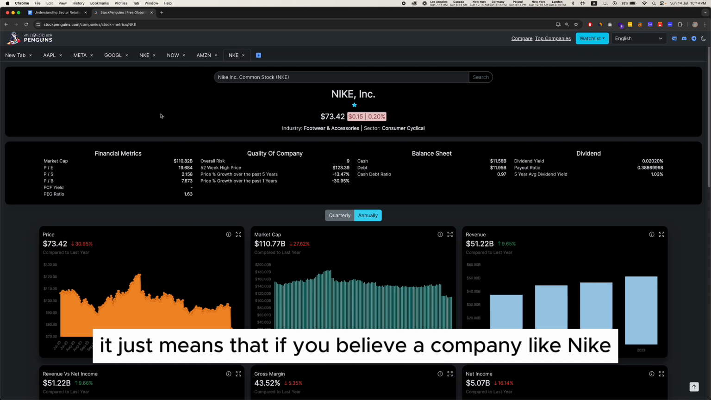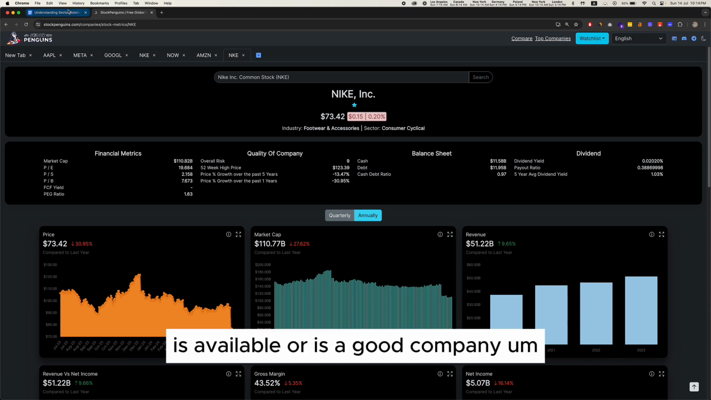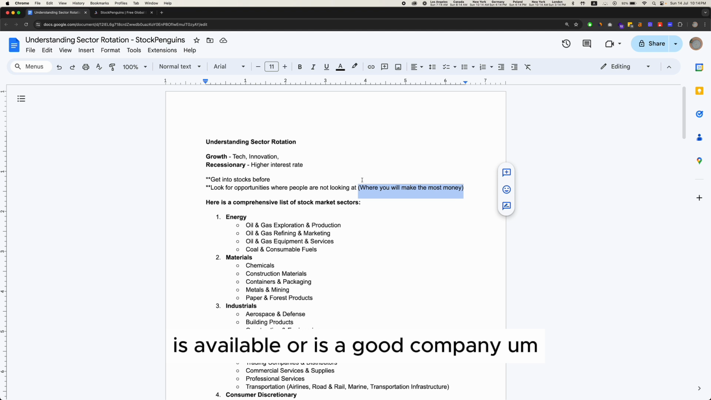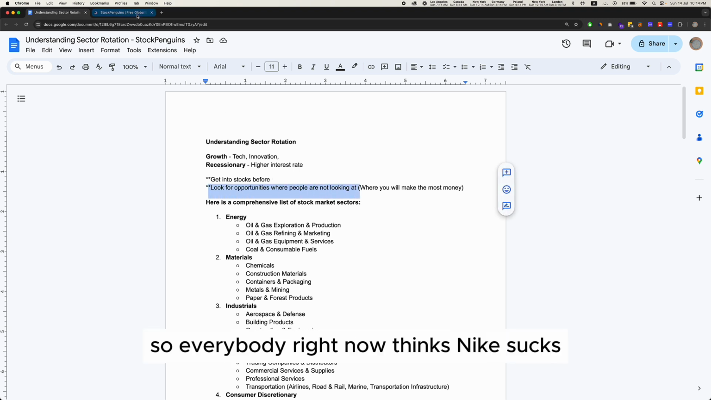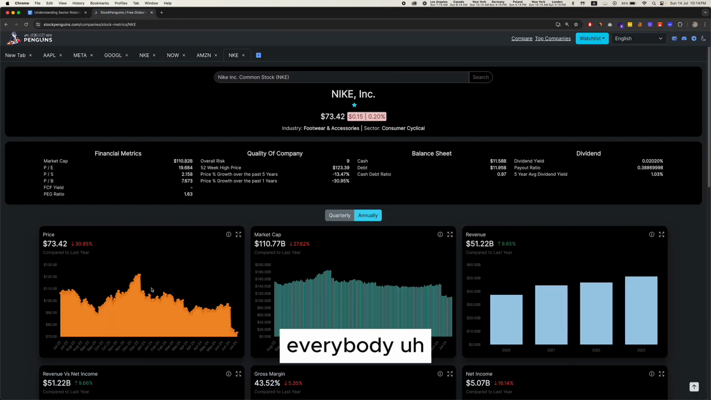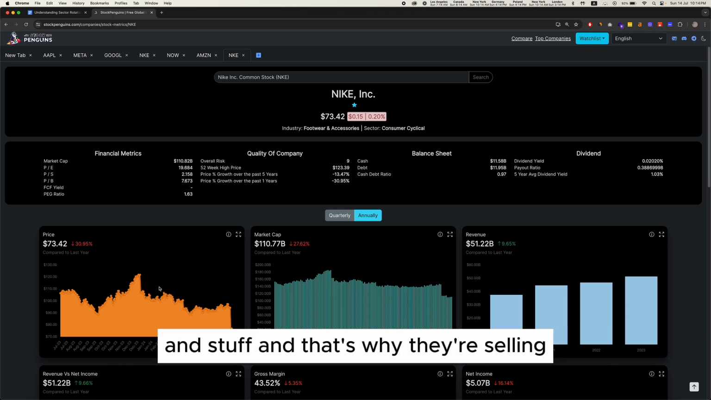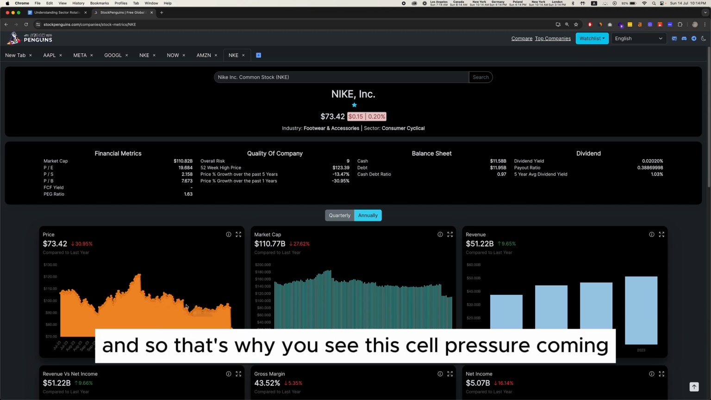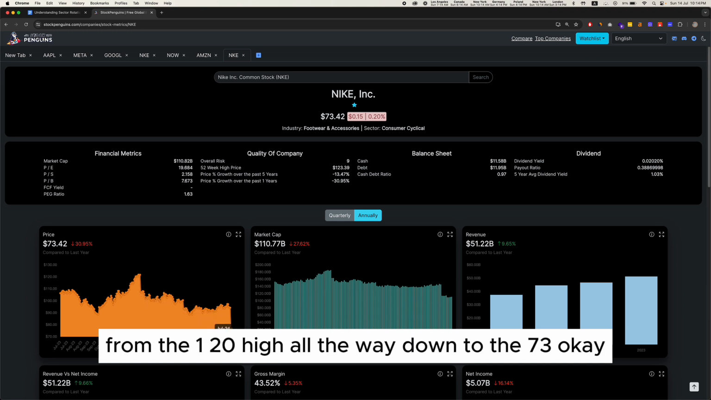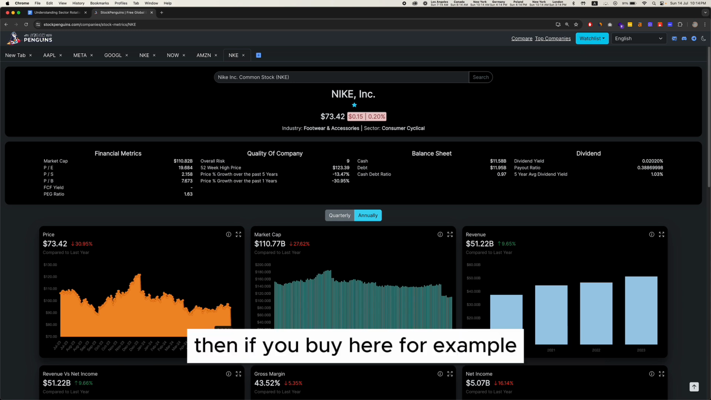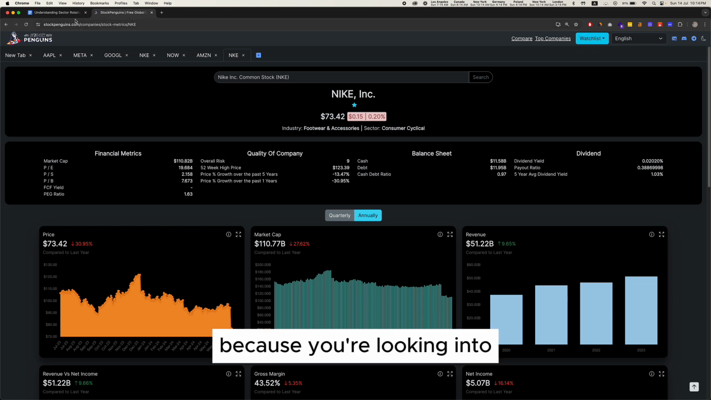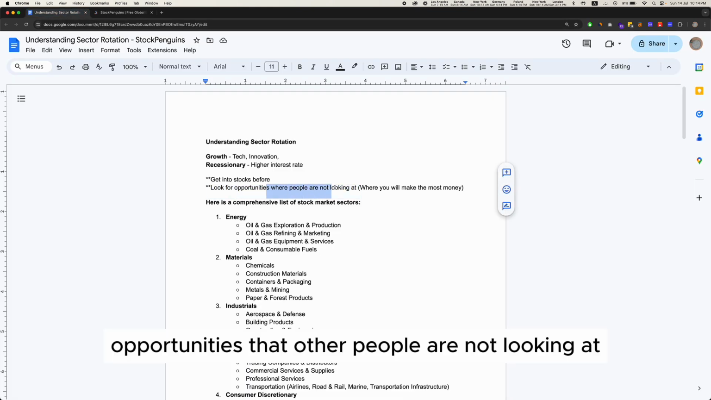So it just means that if you believe a company like Nike is a good company, and you think it's gonna grow, for example, then maybe you should buy it. You should probably buy it, right? If you think so, right? So you want to look for opportunities where people are not looking at. So everybody right now thinks Nike sucks. Everybody thinks that Nike is not gonna be a good company and stuff, and that's why they're selling. And so that's why you see this sell pressure coming from the 120 high all the way down to the 73. Okay, but if you think that Nike is a great company, then if you buy here, for example, and it really goes up all the way back to the all-time high, then you made a ton of money because you're looking into opportunities that other people are not looking at, right?